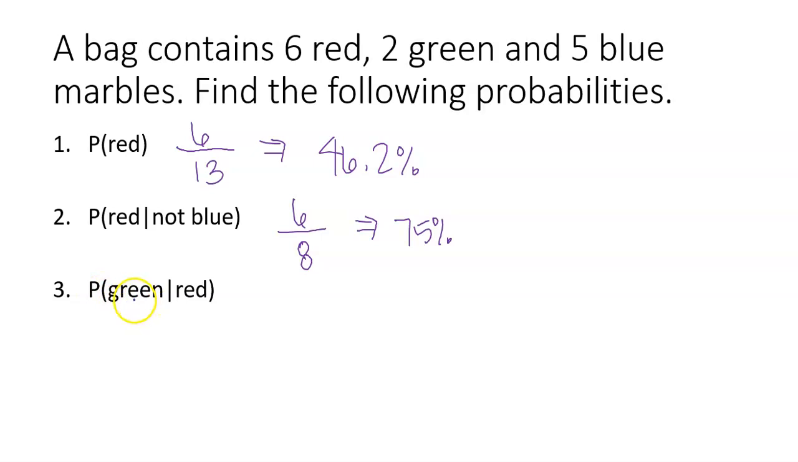What's the probability that the marble is green given that it's red? If we're given that it's red, there are 6 possible outcomes because there are 6 red marbles. But what's the probability it's green if we already know it's red? Well, that would be 0. So that would be 0%.